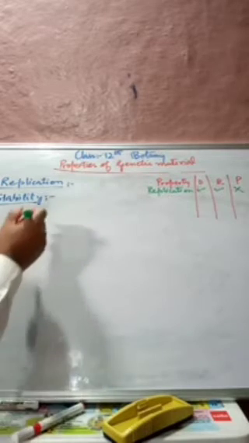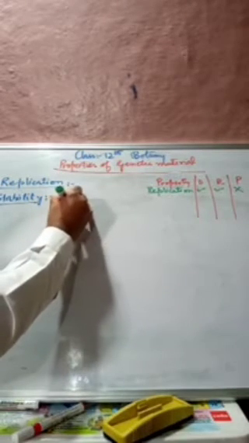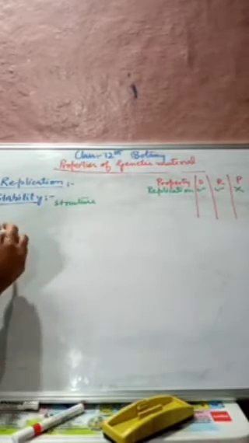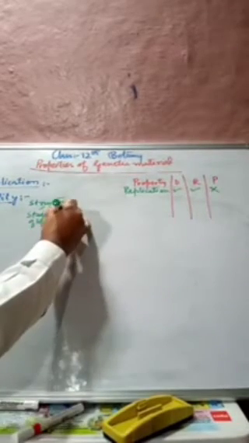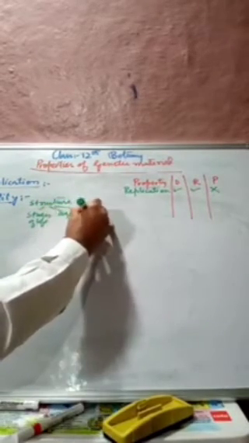What do we mean by stability? Genetic material must have stability. This genetic material should not change its structure with change in stages of life, with change in its age, with change in its physiology, etc.